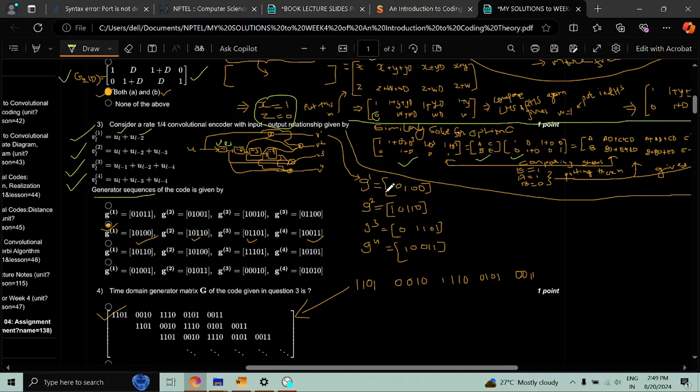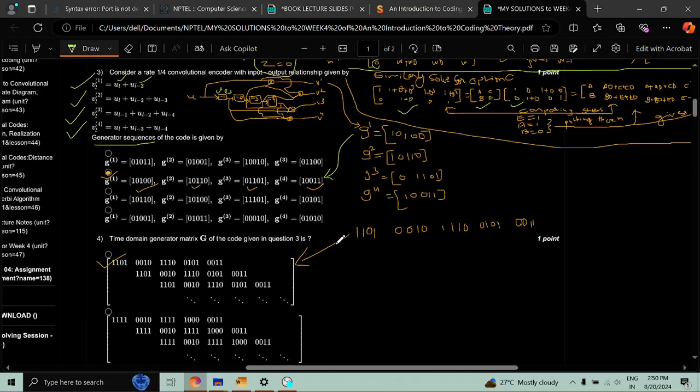Generator sequences can be written, for example, for G1: the input u is 1, then the delay of 1 is 0 because it is not connected, the delay of 2 is connected, so it is 1, and delays of 3 and 4 are not connected in generating V1. So V1 takes only 1, 0, 1 values, so 2 ones are there. Similarly, G2, G3, G4 generator sequences are obtained. After getting the generator sequences, you can just match that the second one is true.